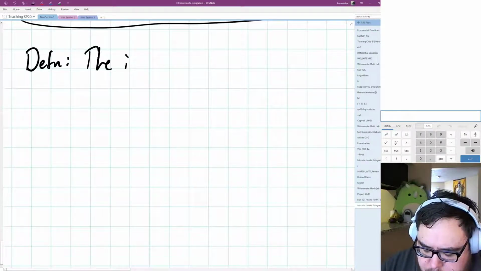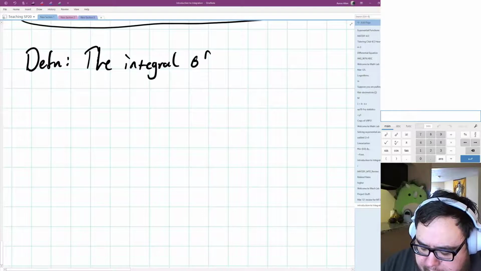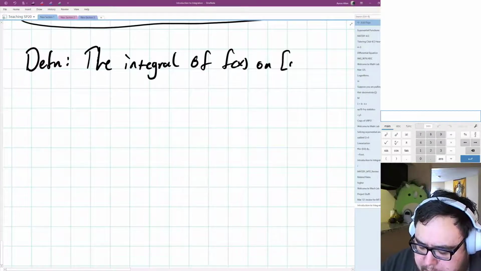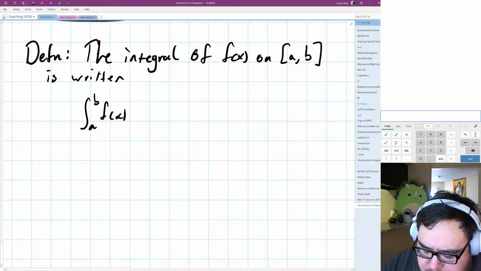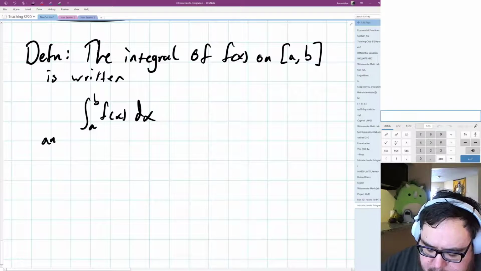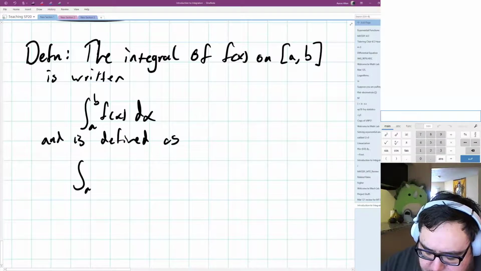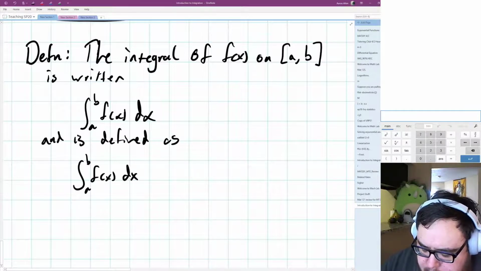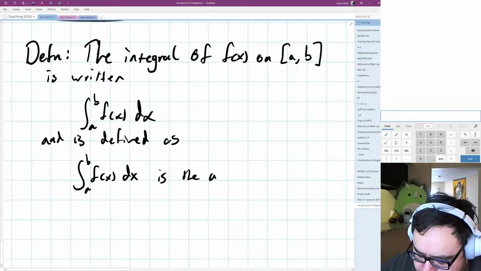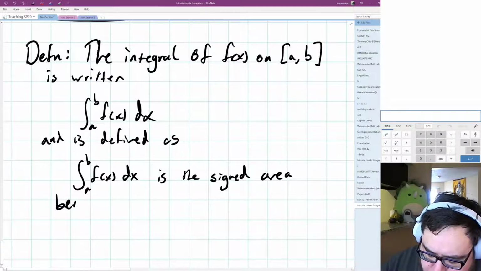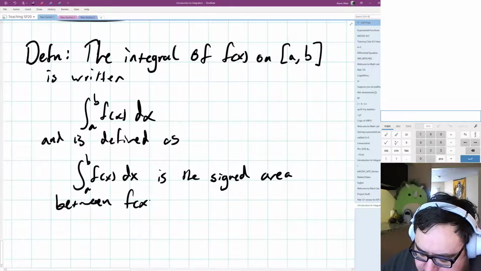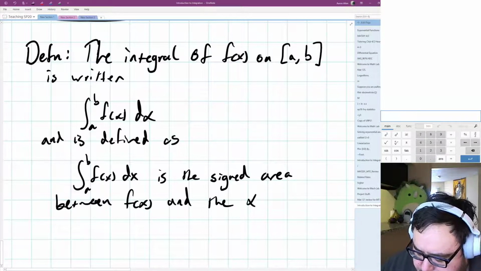the integral of f of x on a to b is written integral from a to b of f of x dx, and is defined as the signed area between f of x and the x-axis.